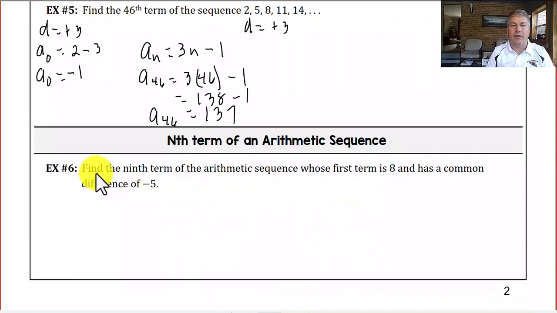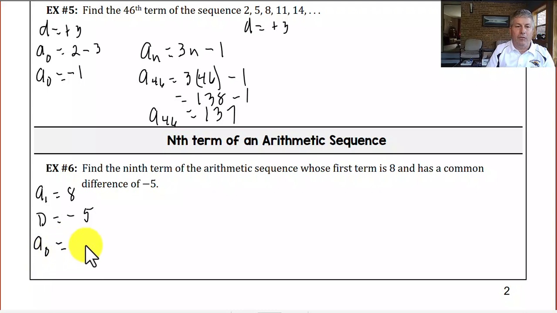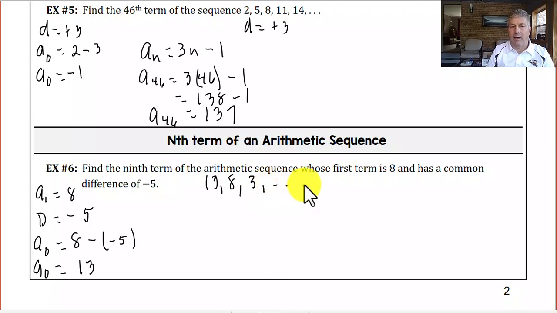Example 6 is giving us a problem and it's putting in vocabulary, or just in sentence form, what we gleaned from the actual sequence. So our first term is 8 and our common difference is -5. So a sub 1 equals 8. Our d equals -5. So our a sub 0 term is 8 minus a -5, so our a sub 0 term is 13. So our sequence is going 13, 8, 3, etc.